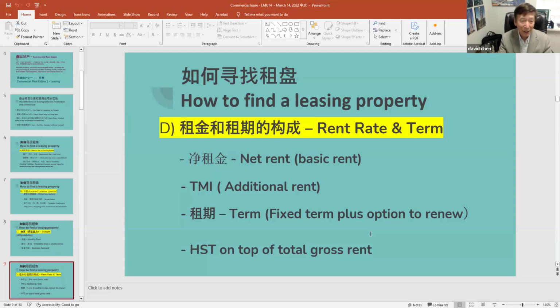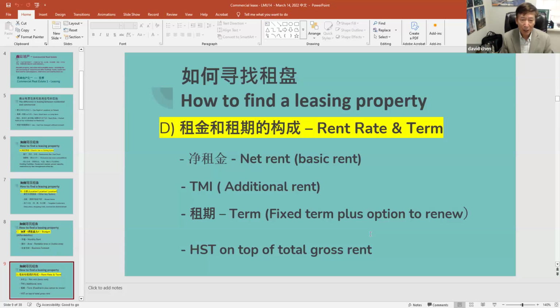What is TMI? Another word we call it is additional rent. When you look at TMI it's easy to say, but additional rent you may not know. T means realty tax. M sometimes means management fee, or some people say maintenance. In most cases, management and maintenance are combined together. I means building insurance, the realty insurance. So that's called TMI, additional rent.